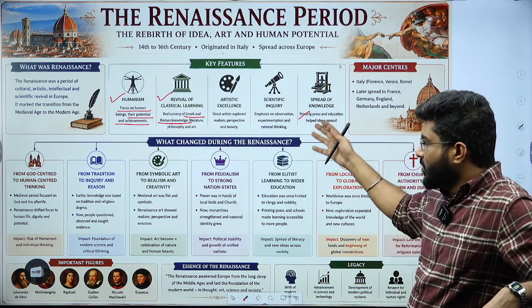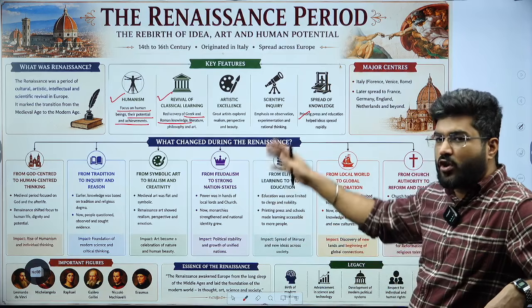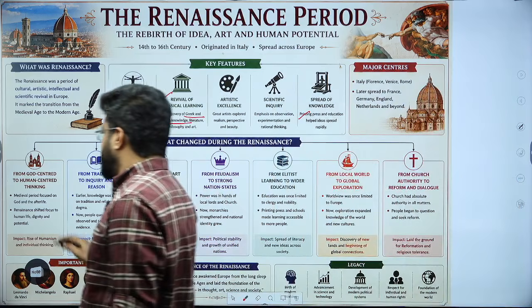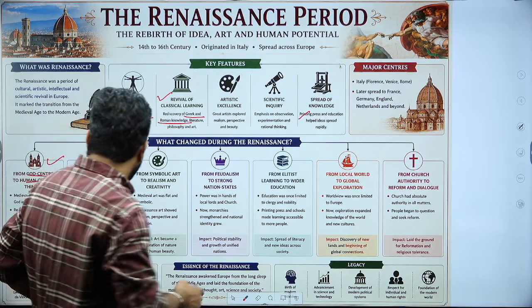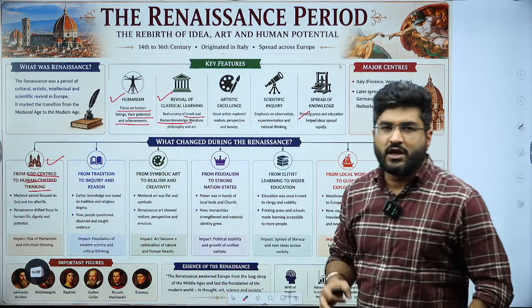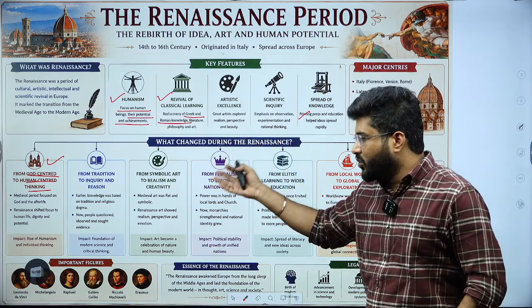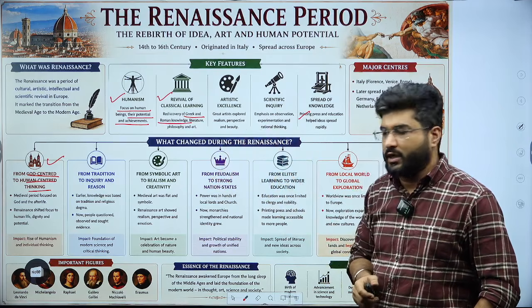Okay, now what changed during the Renaissance? There was a change in thinking from God-centered to human-centered thinking. The medieval period focused on God and the afterlife, whereas the Renaissance shifted focus to human life, dignity and its potential, which led to the birth of what? The idea of humanism and individual thinking.